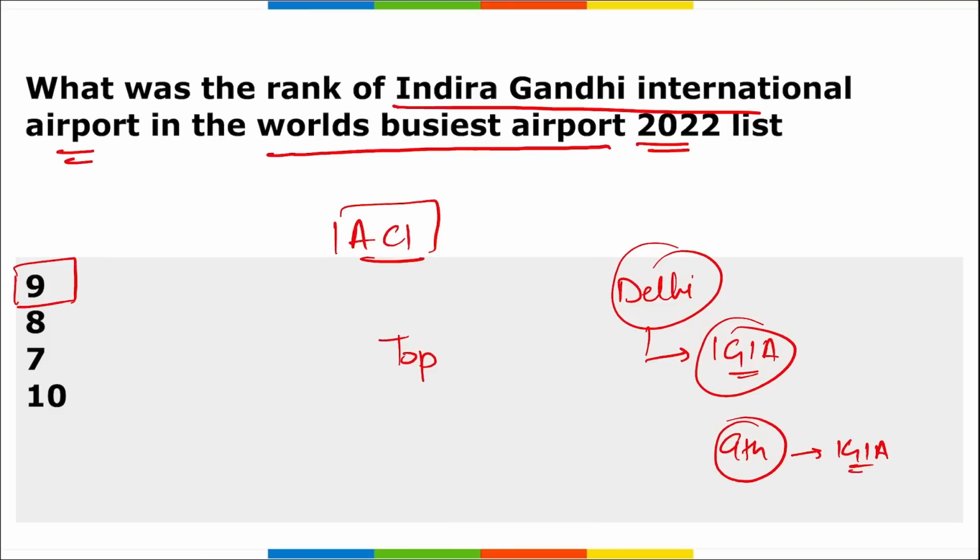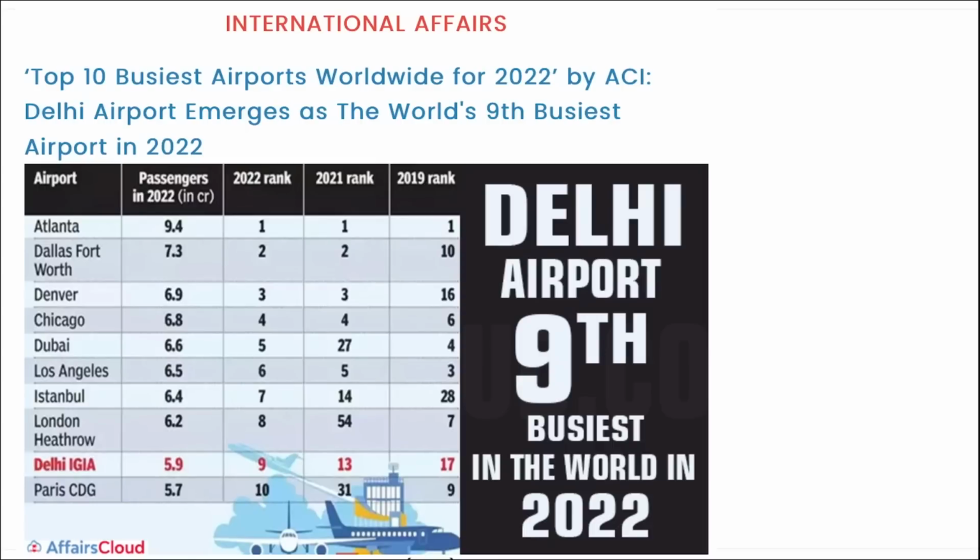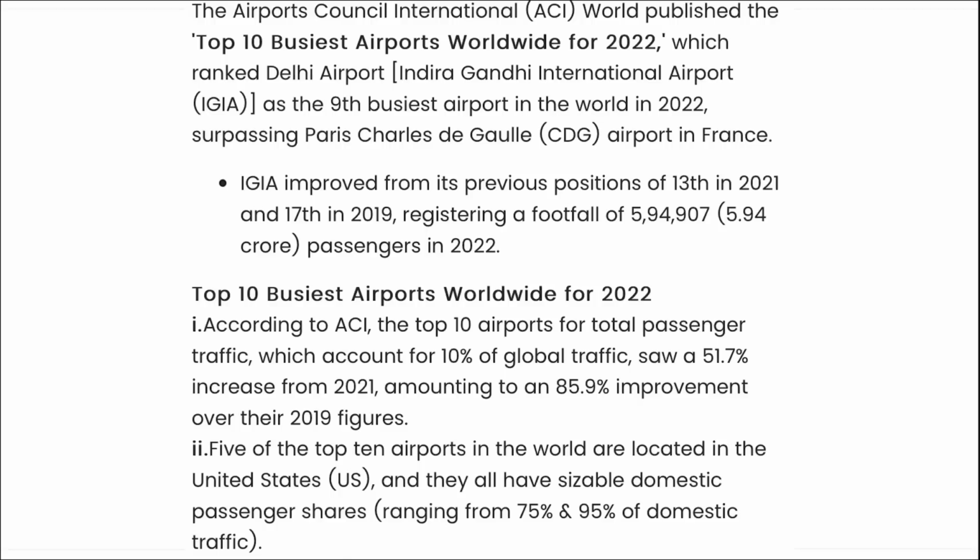But if the question is asked what was the first position, it is Atlanta Airport. Then Dallas Fort Worth on the second position, Denver third, Chicago fourth, Dubai fifth, and on ninth is your Delhi Indira Gandhi International Airport. Right? Next.